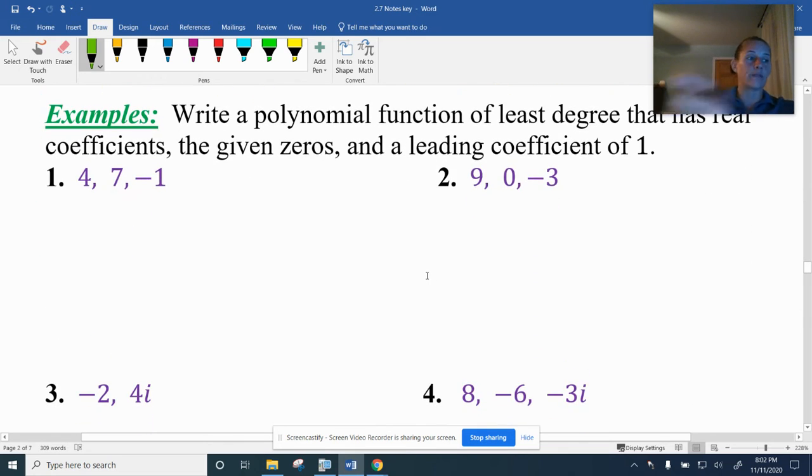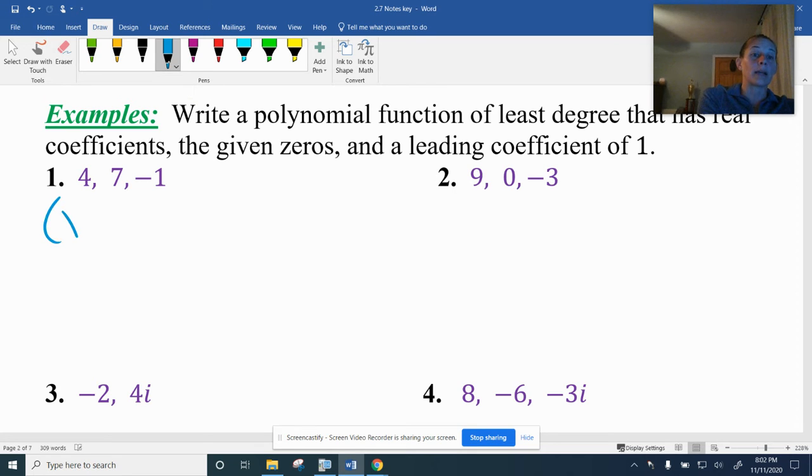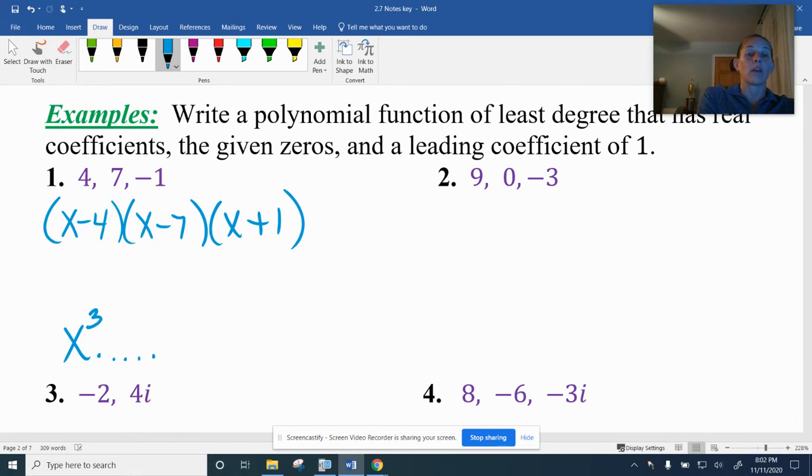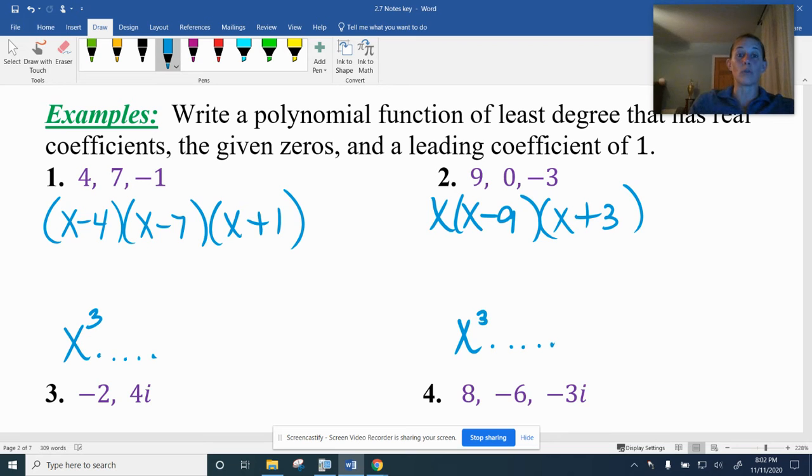Okay, so now these last four, we would set up those factors and then multiply them out. So x minus 4, x minus 7, x plus 1. And if I were to multiply this out, which I'm not going to do just to save some time here, because you have three x's, you know it's going to start with an x cubed. Number 2, your factors are x minus 9, and x plus 3. And once again, you have three x values, so you know that your lead term there is going to be x cubed when you multiply them out.